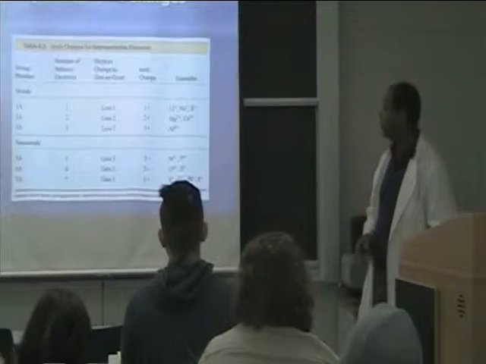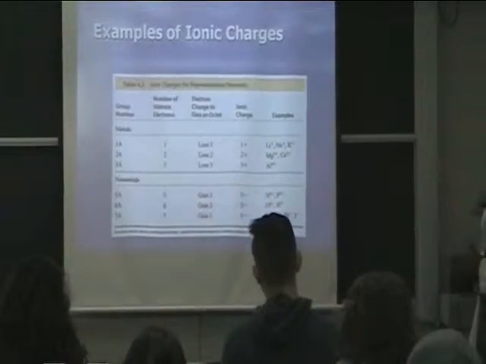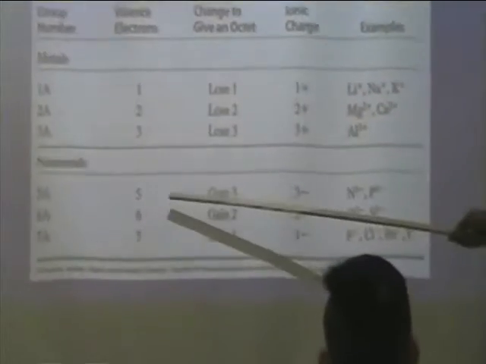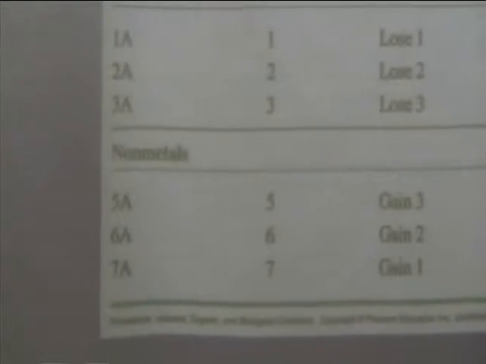Here is also a summary of the relationship between the ionic charge and the group number. You can see 5A, for example, they gain 3 electrons because they have 5 valence electrons. There are some examples here, N3 minus and P3 minus. And of course, there is also a little change in terms of names. How do you name N3 minus? It's called nitride. You have to use the suffix -ide. Phosphorus is phosphide. Oxygen is going to be oxide. Sulfur is going to be sulfide.